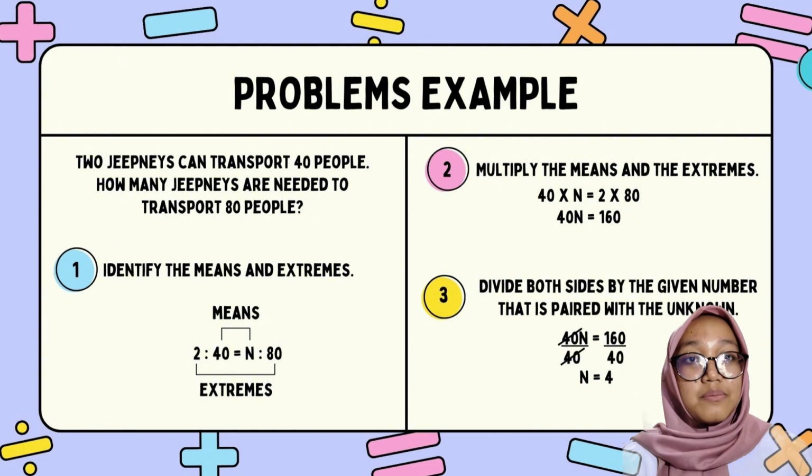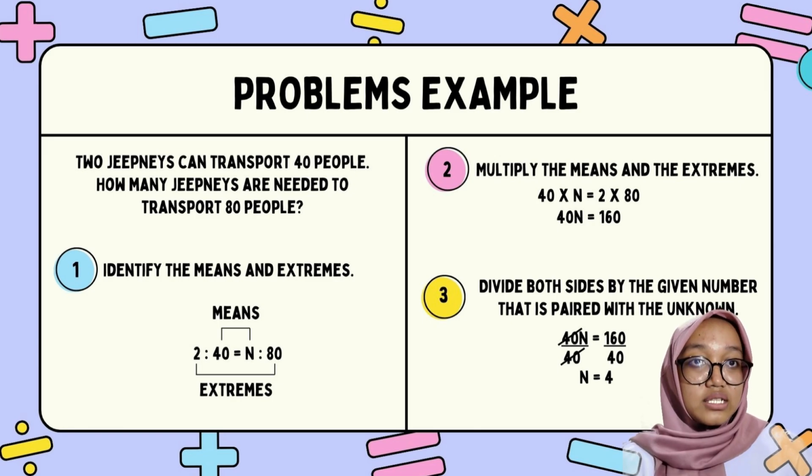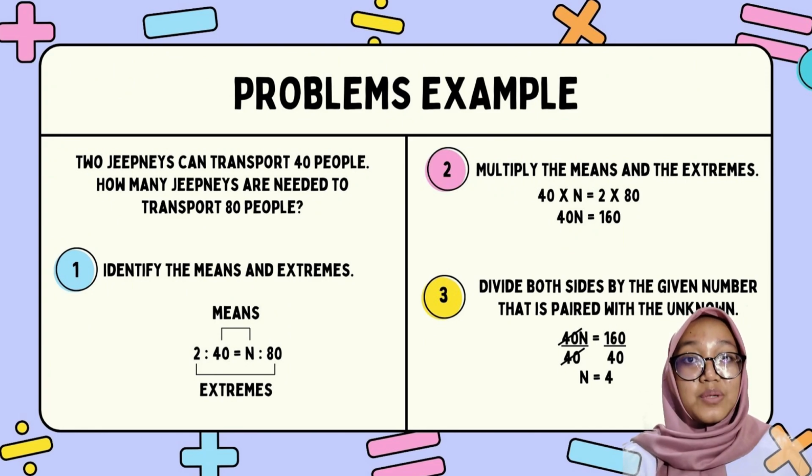So we have the given number is 40. So we have 40n over 40 is equals 160 over 40. So we will operate, and then we have the result of n is 4. So to answer the question, how many gymnasts are needed to transport 80 people, we have 4. So 4 gymnasts can transport 80 people.